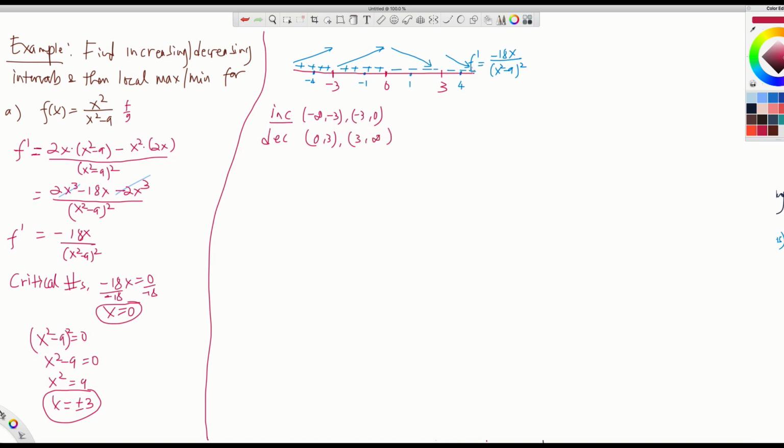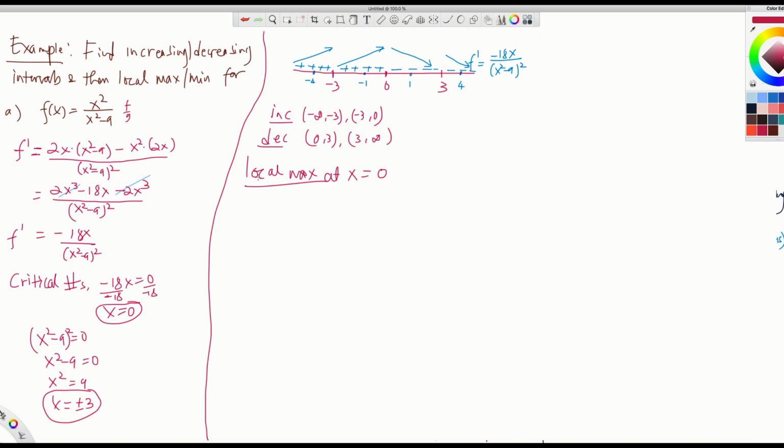So what do you think, the local min or local max? Does it have a local max? Yes, at 0 it has a local max. You see there is a combination of increasing and decreasing. It is like that, right? So local max at x equals 0. You see that? Local max at x equals 0.